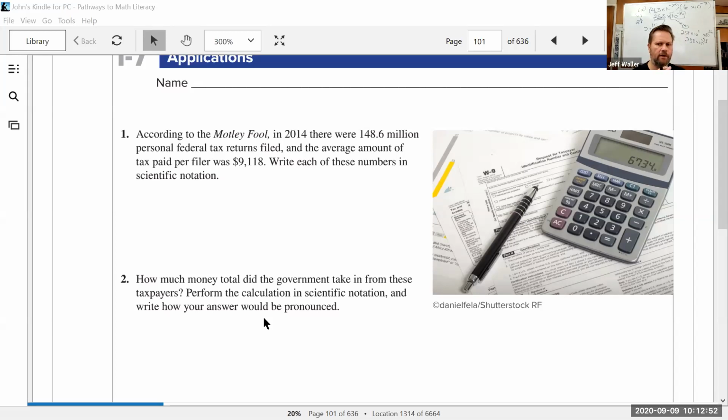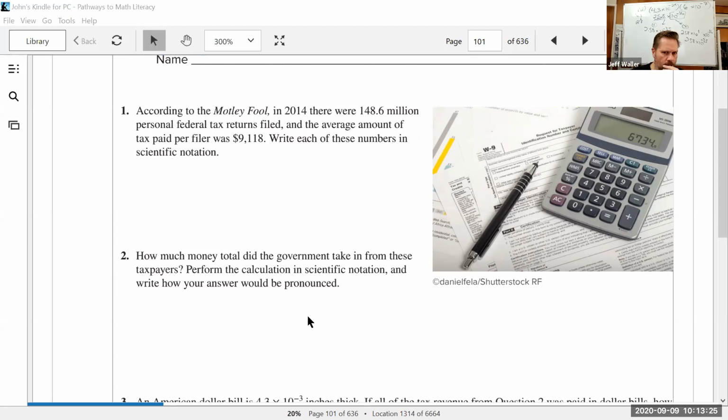If I multiply it, yeah. If I have 148.6 million boxes, and on average they have 9,118 apples in them, how many total apples do I have? Well, boxes times apples per box. So you're going to have to multiply those two when they're in scientific notation. You look here, perform the calculation in scientific notation, which is what we were doing earlier. See how I have a method to my madness?